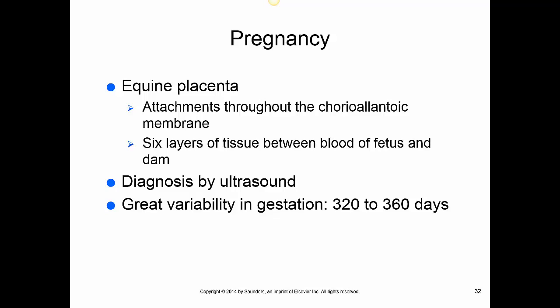So full actual diagnosis of pregnancy only occurs after 45 days of gestation. Horses, once again, there's this great variability in gestation. It can be as short as 310 days for miniature horses, 320 days for ponies and some small breeds of horses. 342 is the average. That's what you'll find most quarter horses and thoroughbreds at. Draft horses can go 360 and beyond. I've actually seen them go as long as 380 days on some of them.